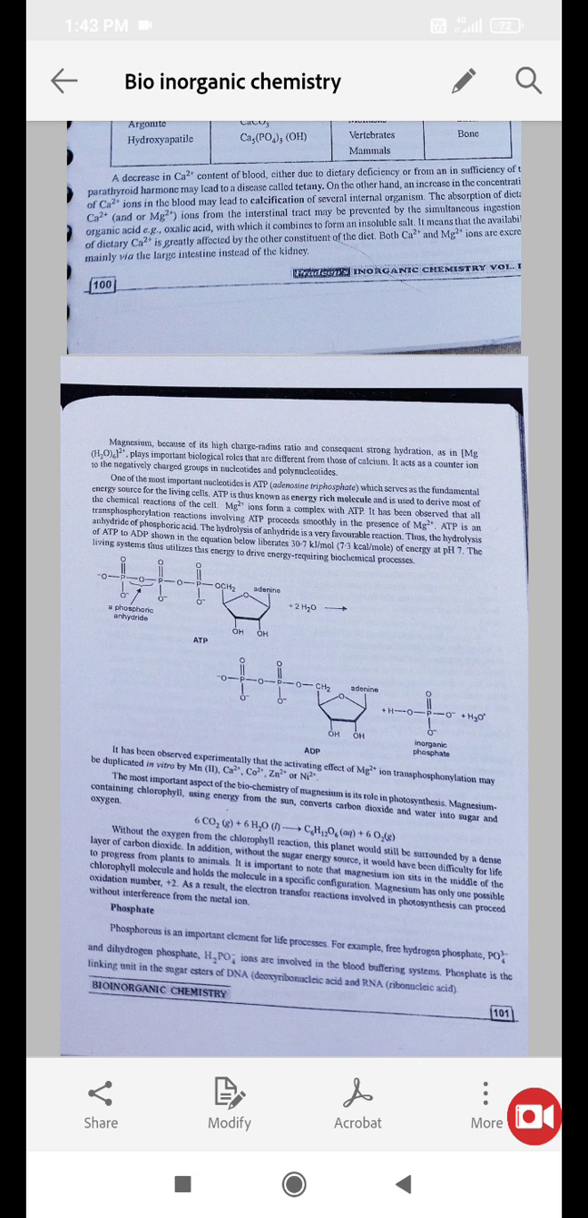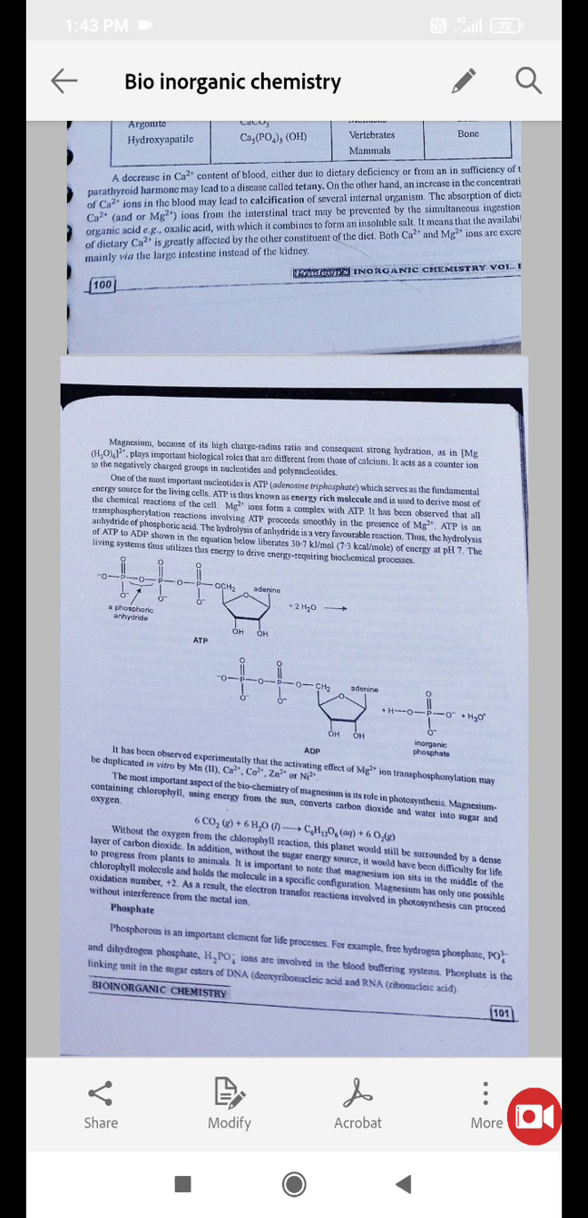One of the most important nucleotides is ATP, which serves as the fundamental energy source of living cells. ATP is thus known as an energy-rich molecule and is used to drive most of the chemical reactions of the cell. Magnesium ions form a complex with ATP. It has been observed that all transphosphorylation reactions involving ATP proceed smoothly in the presence of magnesium ions.